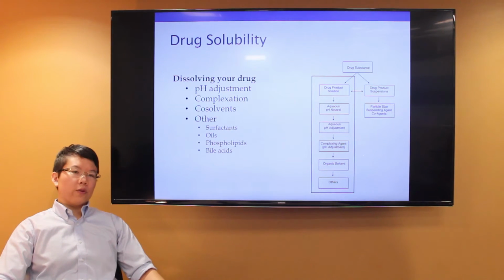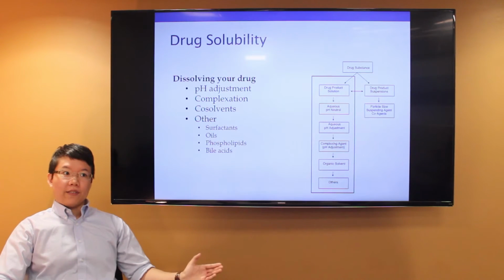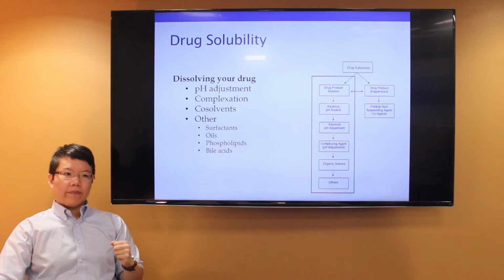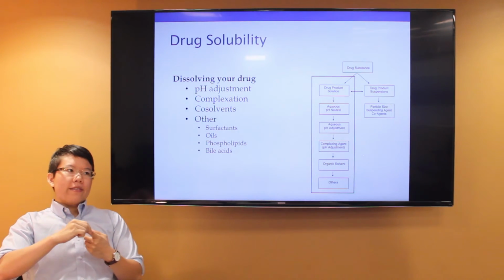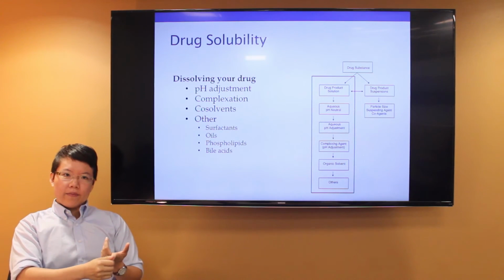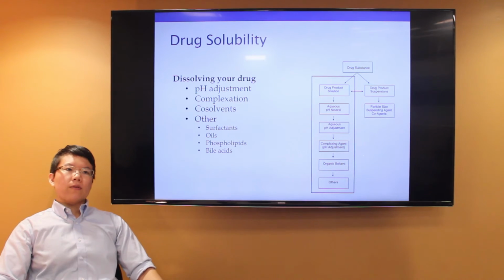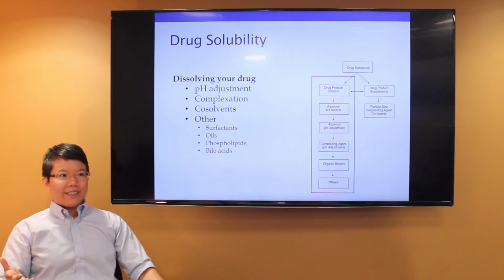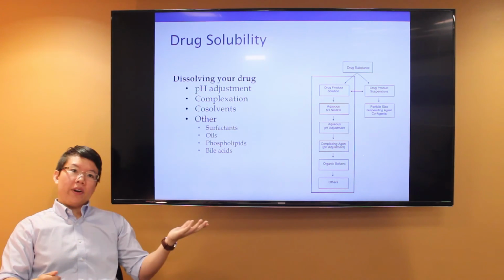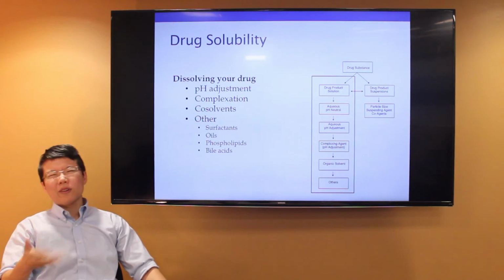If those don't work for your drug, then the next step would be co-solvents. Those encompass a wide range of components. They're generally a bit more toxic. This can range from things like surfactants, which can help wet your drug and pull it into solution, oils, which are good for lipophilic drugs, and more exotic things like phospholipids and bile acids. So those would be the common ways for solubilizing a poorly soluble drug.